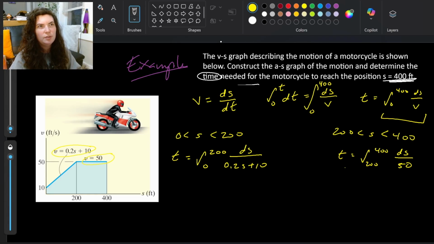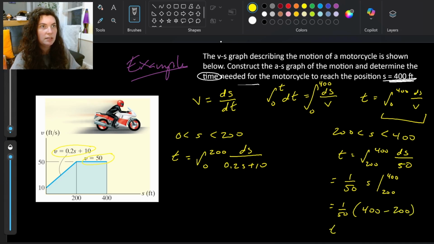Let's go ahead and do this right one first. It's a little bit easier, the one with the constant velocity of 50. If I integrate 1 over 50 times ds, I'm just going to get 1 over 50 times s, evaluated from 200 to 400. So I plug those in: 1 over 50 times 400 minus 200 is going to give me a time of 4 seconds.